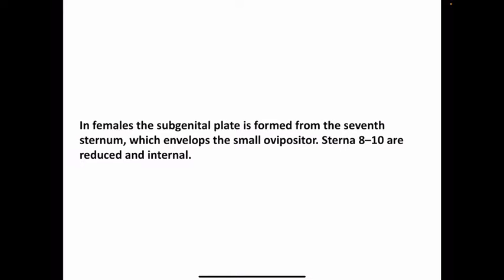In case of female cockroach, the subgenital plate is formed from the 7th abdominal sterna. So in case of male it was the 9th sternum, while in case of females, the 7th abdominal sterna forms the subgenital plate, and it envelops the ovipositor. The ovipositor is usually small.